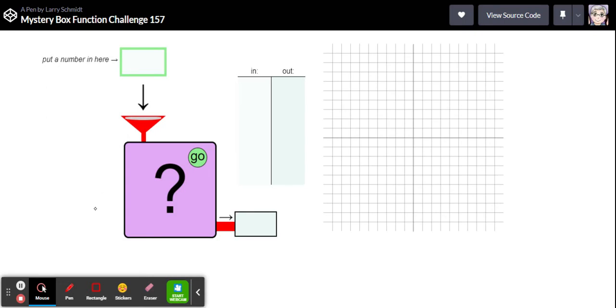Hello everybody and welcome to another Mystery Box Function Challenge. In the purple box is some mystery math and your challenge is to figure out what it is. You can try this by using the link in the description, and when you think you've got an answer, come on back, see if we get the same thing.